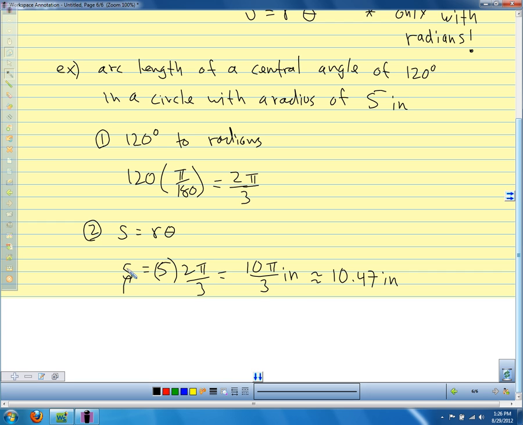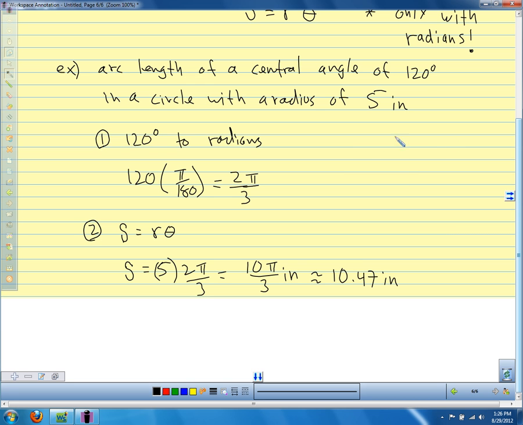That's a 5. And I need to be more careful. I should write my S's curvier, because my 5's and S's kind of look the same. So there's S, and this is a 5, 5 from our radius. So questions on this kind of problem?